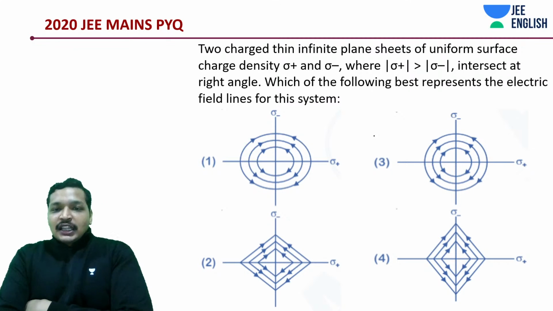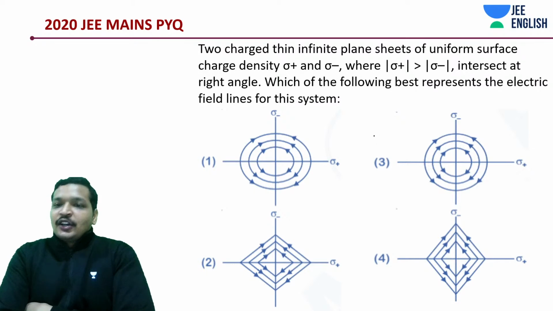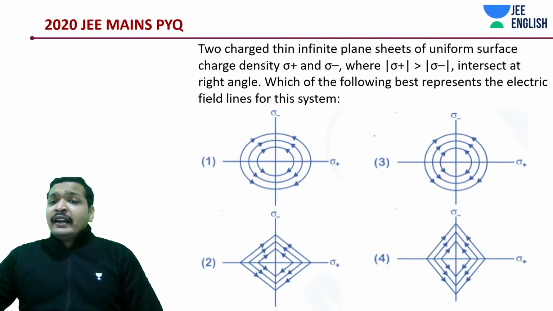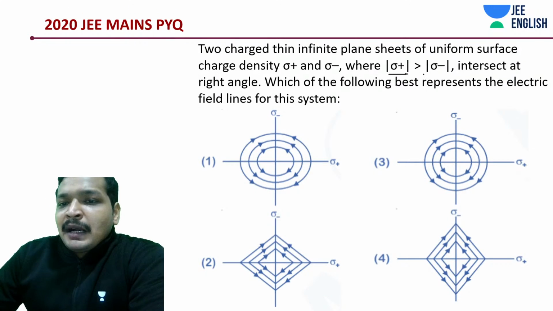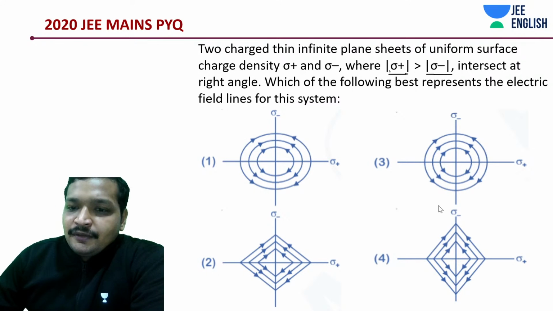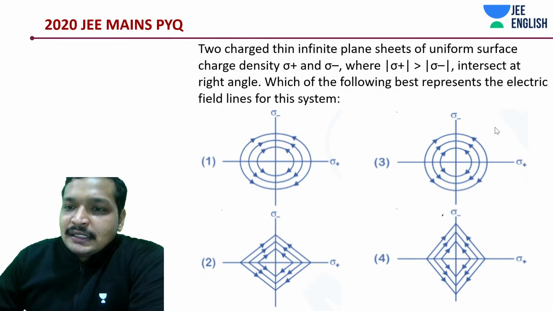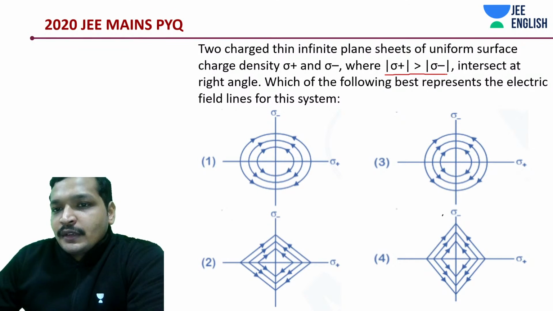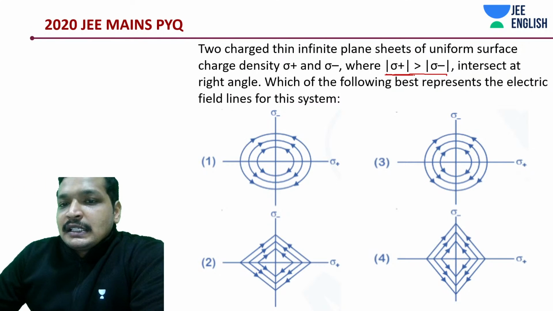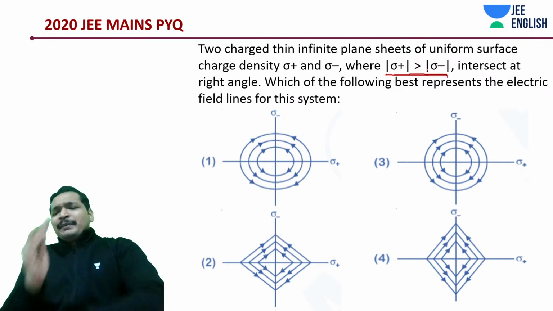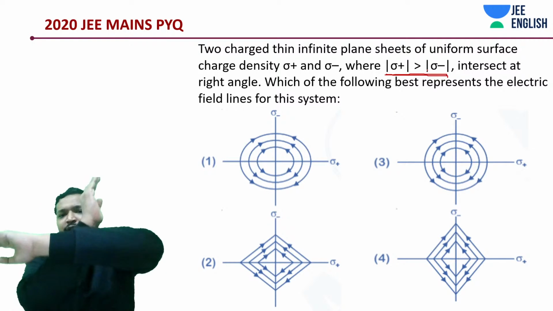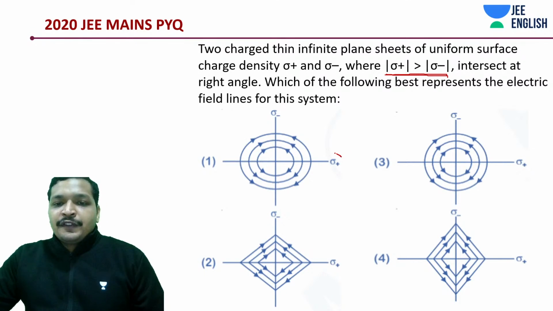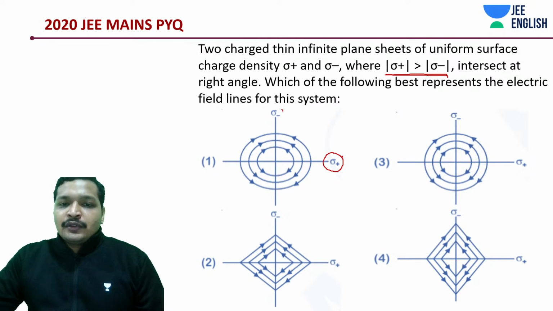Two charged thin infinite plane sheets of uniform surface charge density sigma plus and sigma minus, where sigma plus is greater than that of sigma minus, is where your hint lies. That's why I'm highlighting it again and again. Sigma plus is greater than that of sigma minus, intersect at a right angle, basically plates like they are something like that. And many times students who are just newcomers, you will feel that what is the sigma plus written over here, sigma minus written over here.